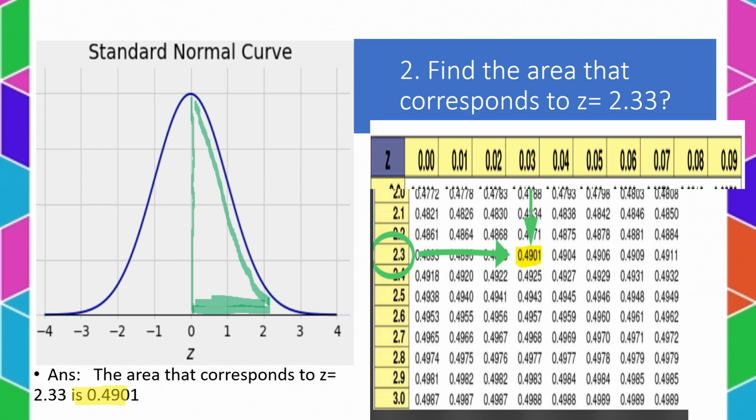No? The region that corresponds to the area of z equals 2.33. So, you shade the graph between 0 and 2.33. So, that is at the right of 0. So, counter-check yung percent. We have 0.4901. So, that means how many percent is the shaded area? So, it is almost 50%.